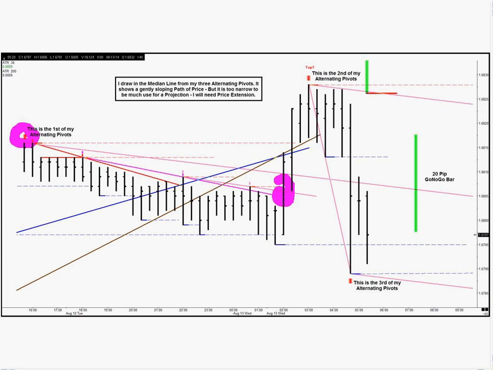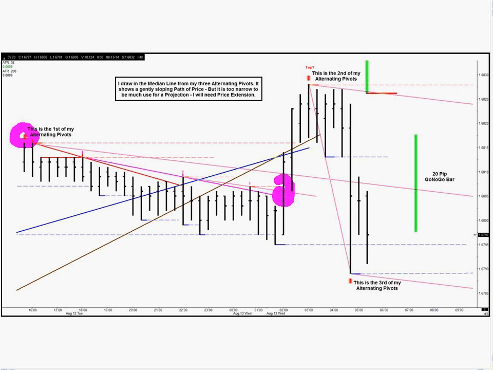I draw a median line. It's got a down sloping upper parallel. You'll have to redraw it off the low. If you draw it, it looks just like this. And I want to sell, as it turns out, right at the upper parallel.